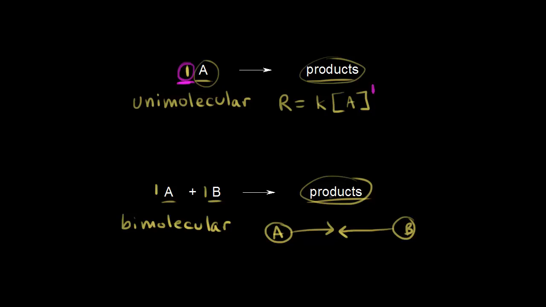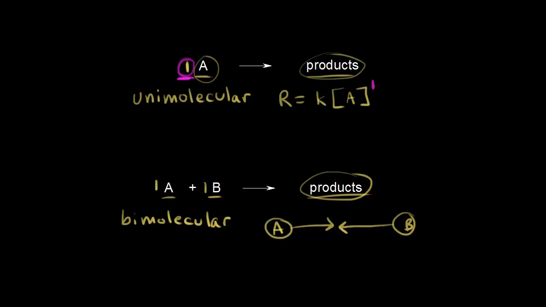And so it makes sense that the rate of the formation of our products depends on how frequently A and B collide. And that depends on the concentration of A and B. If you increase the concentration of A and B, you increase the frequency of collisions, and therefore you increase the overall rate of your reaction.